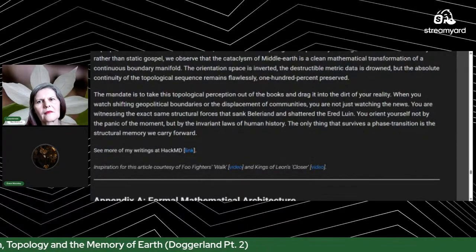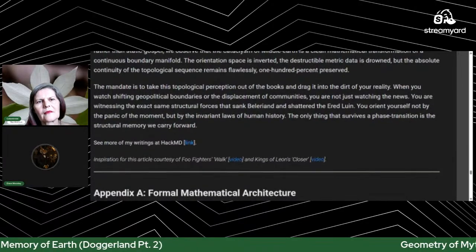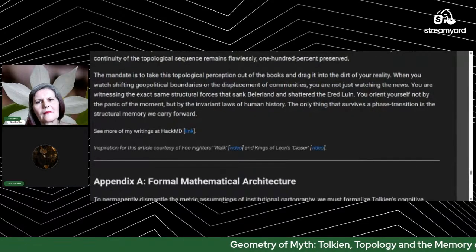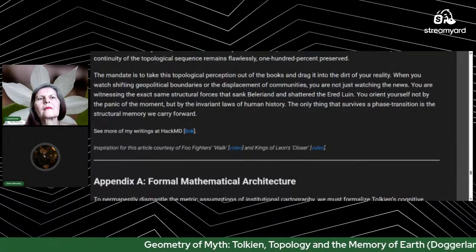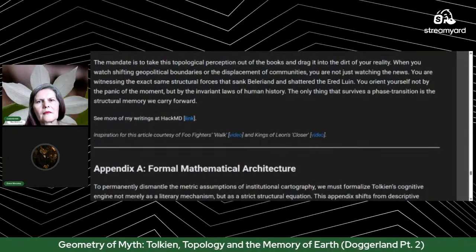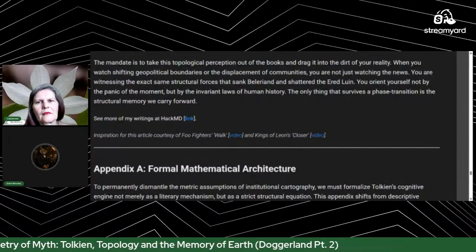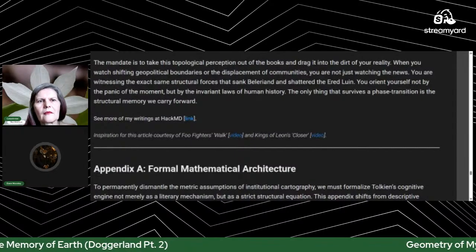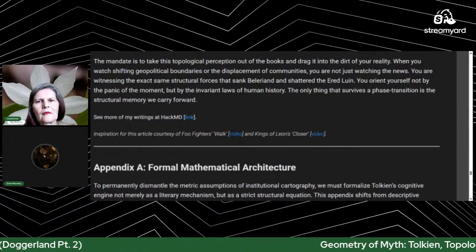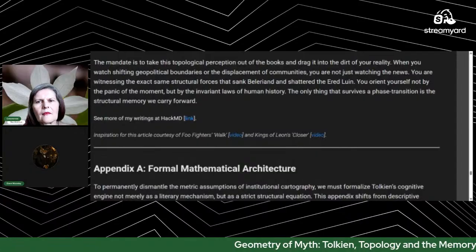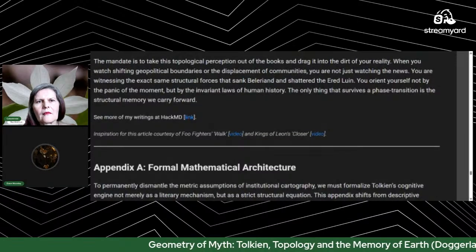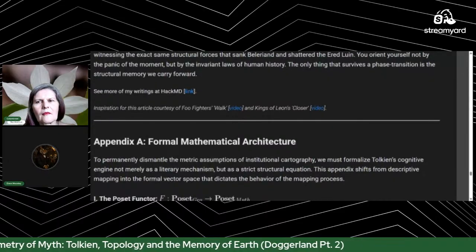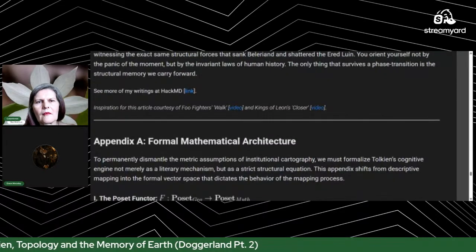flawlessly 100% preserved. Its mandate is to take this topological perception out of the books and drag it into the dirt of your reality. When you watch shifting geopolitical boundaries or the displacement of communities in the present day, you're not just watching the news. You're witnessing the exact same structural forces that sank Beleriand and shattered the Ered Luin. You orient yourself not by the panic of the moment, but by the invariant laws of human history. The only thing that survives the phase transition is the structural memory that we carry forward.